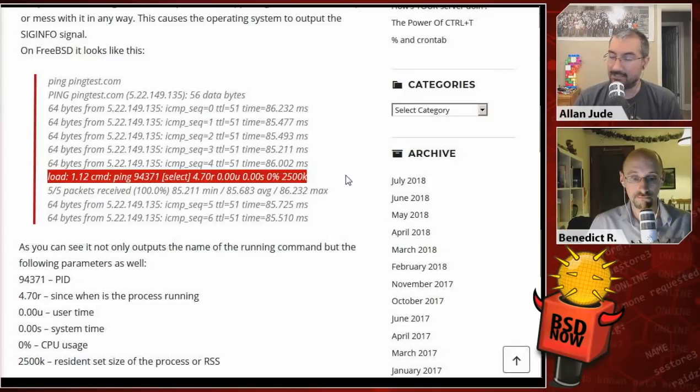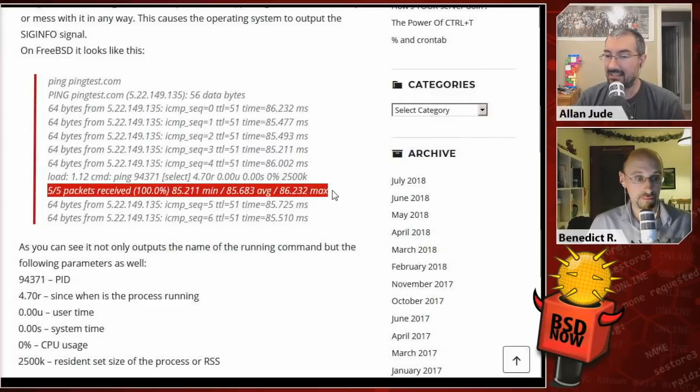Then, many applications will actually output their own line when they receive the SIGINFO. So in the case of ping, Ctrl+T will cause it to print how many packets it has sent, how many packets it has received, the percent packet received rate, so 100% means no packet loss, and it also prints out the minimum, average, and maximum time of the ping so far.